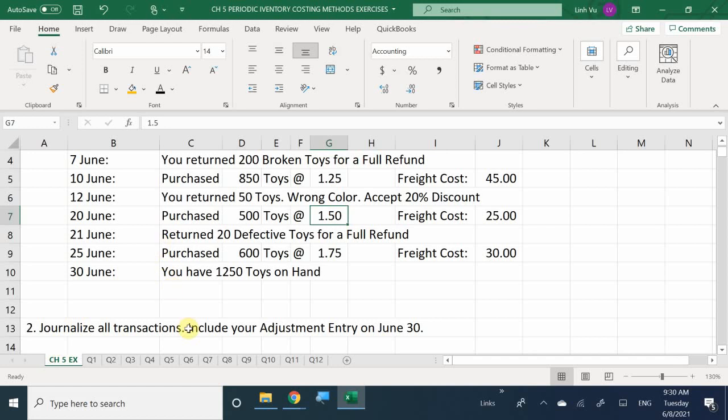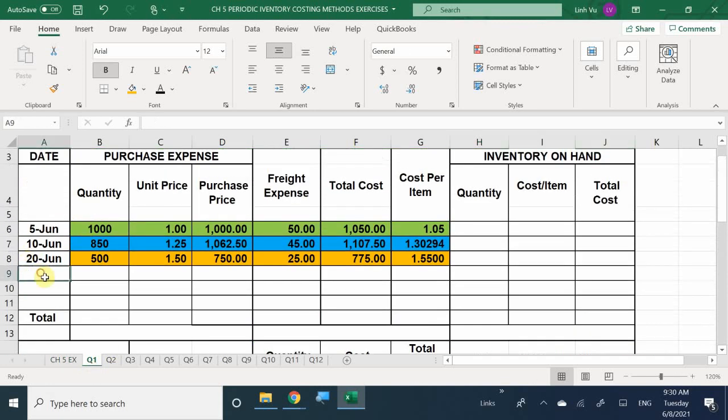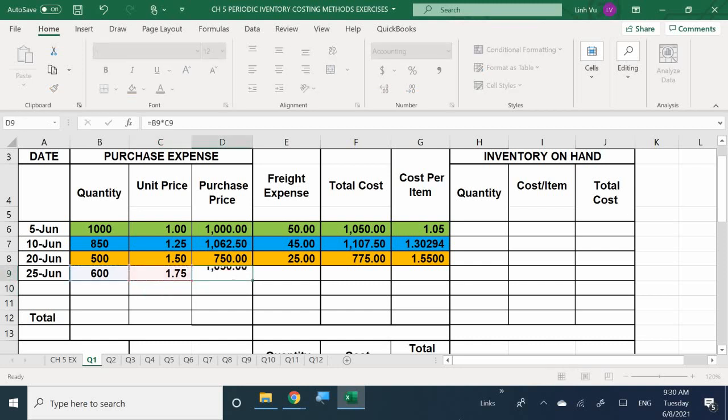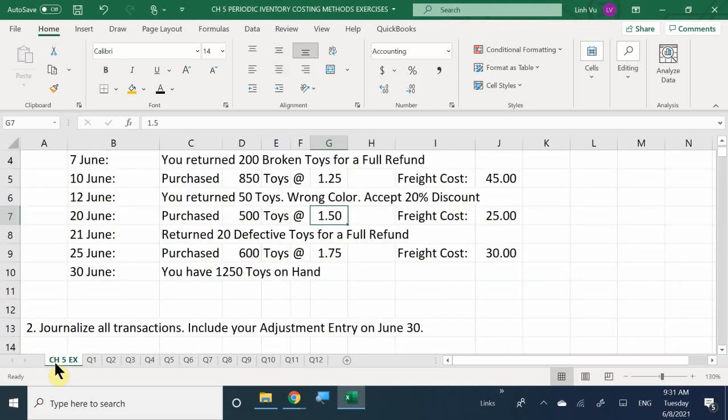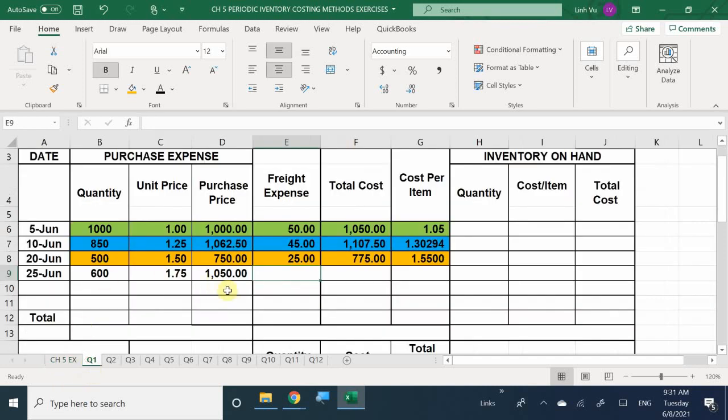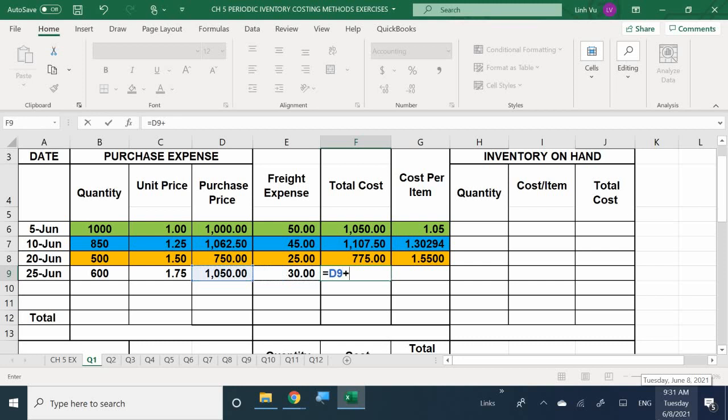Then on June 25th, what happened here? You purchased 600 toys at $1.75, which came to $1,050. And I believe it said $30 in freight costs. Yes, $30. So that's $1,080 total cost.